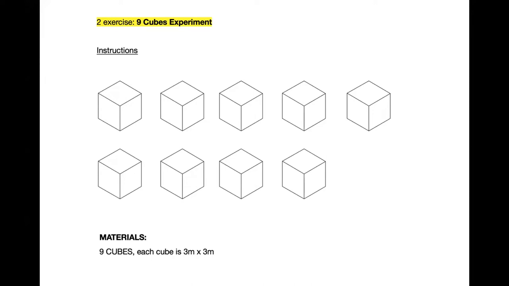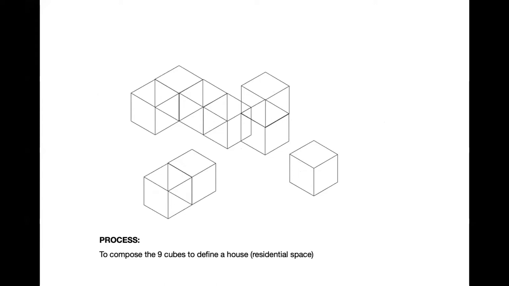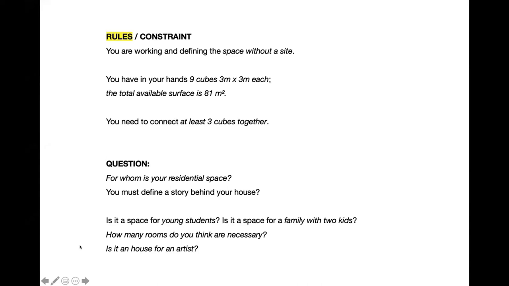So each unit could ideally be considered or imagined as a room, as a space. I ask them to make a process of adding these 9 cubes to define a house. I'm not giving a program and I'm not giving the owner of the house, and they have to make this story. They have to imagine who is the owner of the house, but they have to strictly imagine the space as a house that can also be split into different rooms, and they can also work in an ideal space.